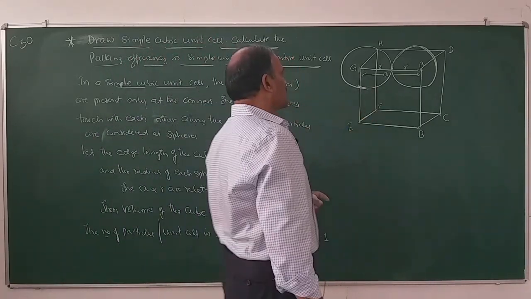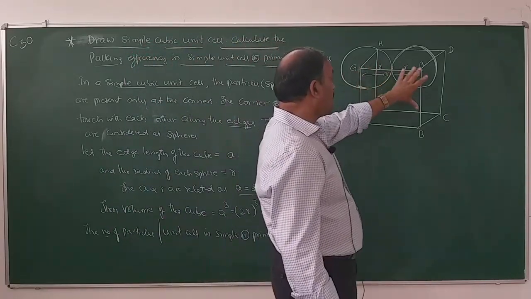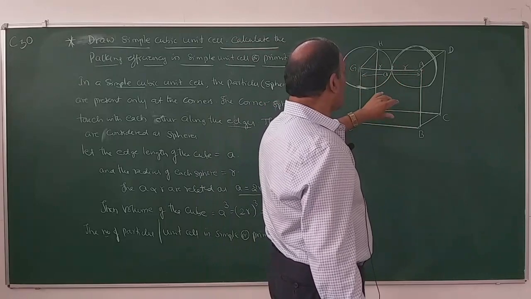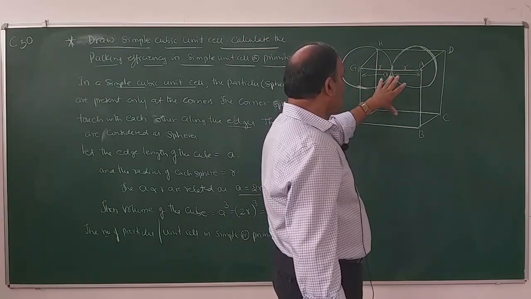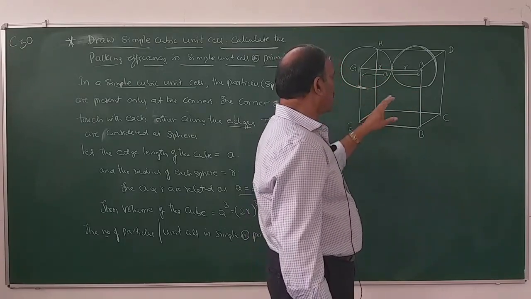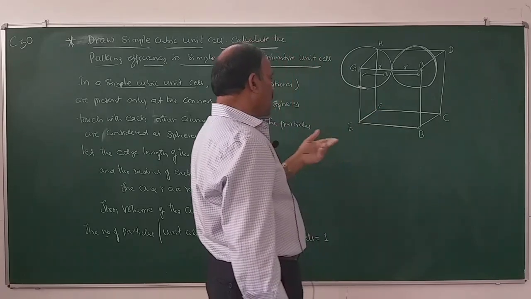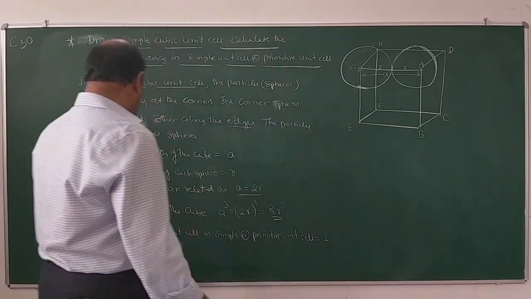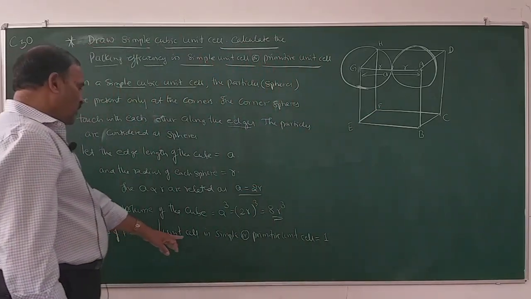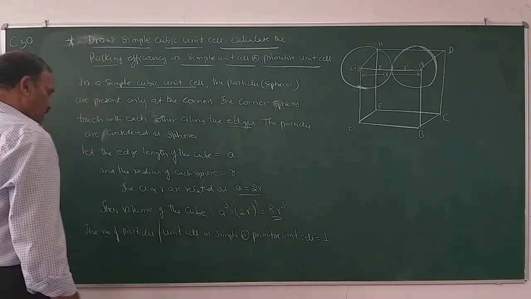This is a simple cubic unit cell. The number of particles: there are 8 corner particles. Contribution by a corner particle to the unit cell is 1 by 8. So 1 by 8 into 8, that is equal to 1. So the number of particles per unit cell in simple or primitive unit cell is equal to 1.